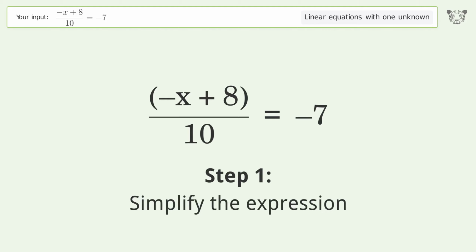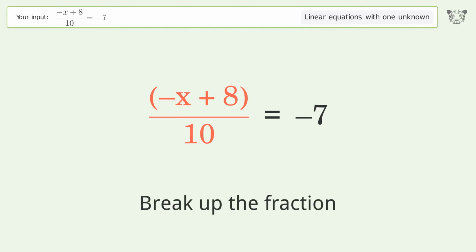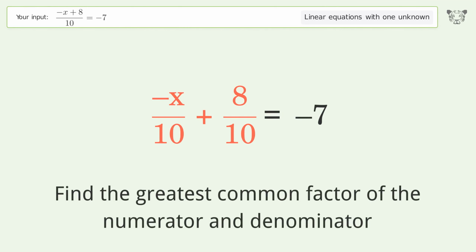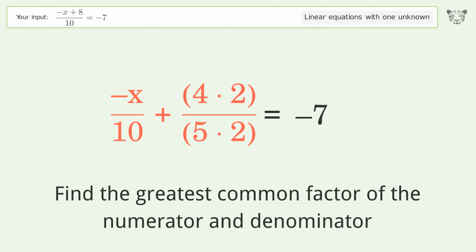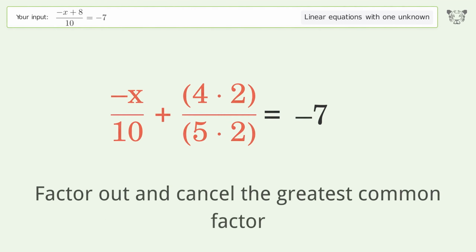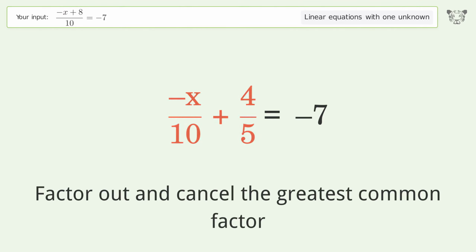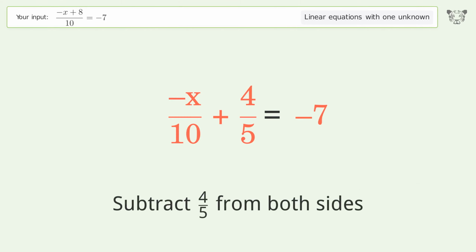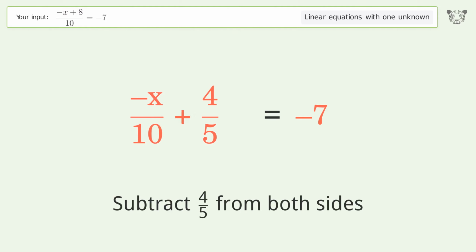Simplify the expression. Break up the fraction. Find the greatest common factor of the numerator and denominator. Factor out and cancel the greatest common factor. Group all constants on the right side of the equation. Subtract 4/5 from both sides.